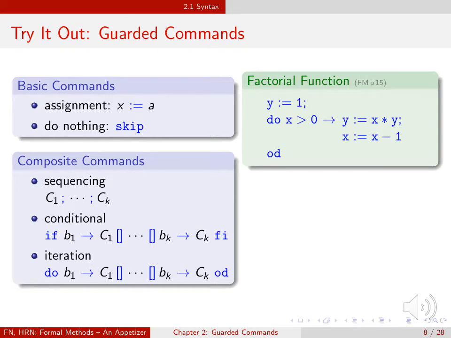So let us recall the basic constituents. Basic commands include assignment and skip. For composing commands we have sequencing, conditional choice, and iteration. An example program is the factorial program.